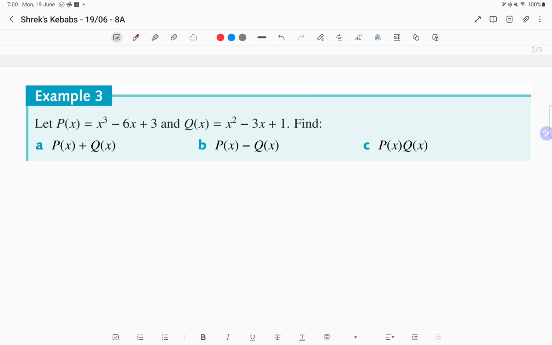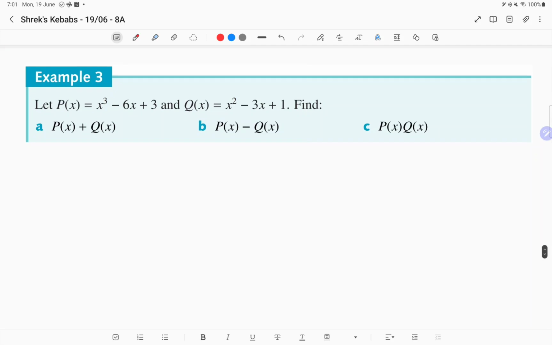Okay, let's continue. So we're moving on to examples 3 and 4. Same thing after that, I'll tell you guys what questions to attempt. It's going to be a bit challenging. Example 3 is about arithmetic of polynomials. If you notice, questions A and B are just about adding or subtracting the polynomials, but C is about multiplying them. C is going to be a little bit longer.